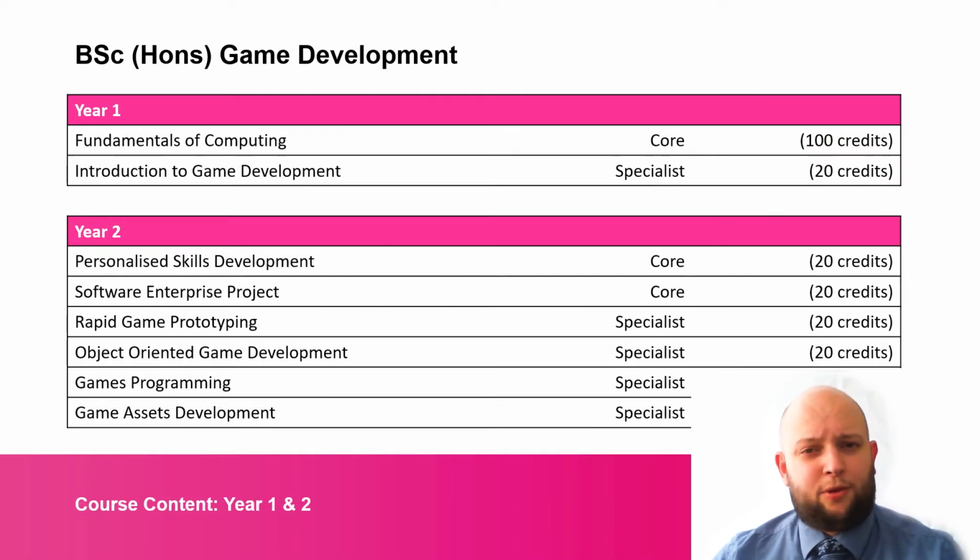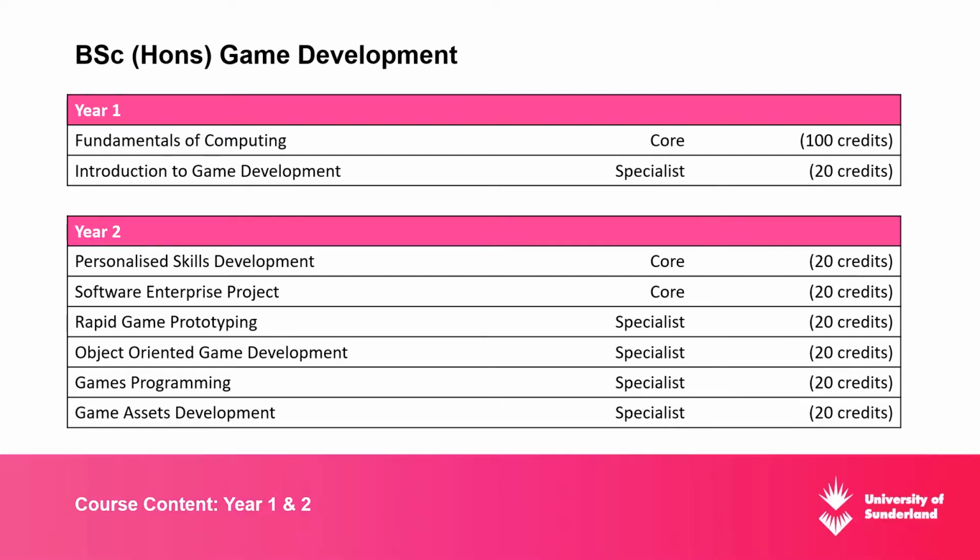Let me tell you a little about the modules that we do. In year 1, all our computer science students study the fundamentals of computing. You'll do programming, networking, web development, and a range of other things. You'll learn the basics, the essential skills that you need to be a computer scientist and a games developer. You'll also have a specialist module. For us, Introduction to Games Development. This will give you some of the underpinning skills that you can then use when you go into year 2.